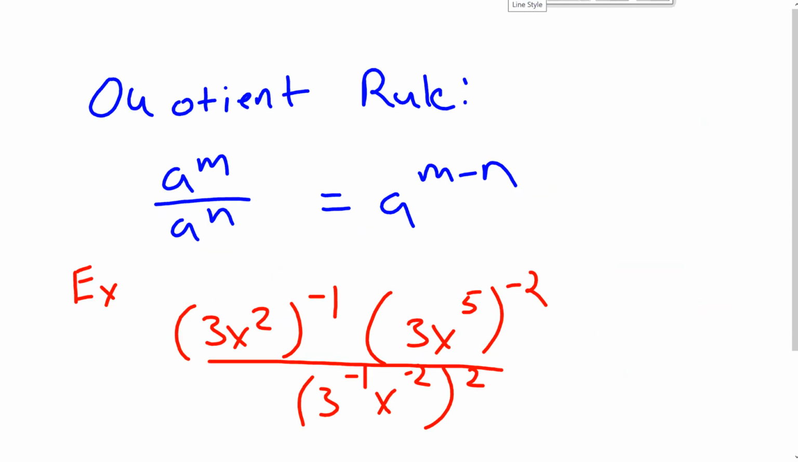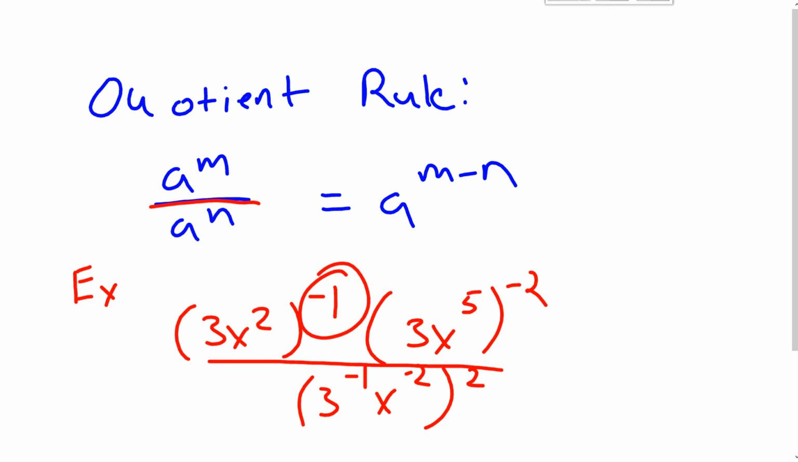Here, quick is the quotient rule. So whenever we're dividing by the same base, we take these exponents, top minus bottom. So it's always top minus bottom. Whatever that answer is, it's always in the numerator, right?